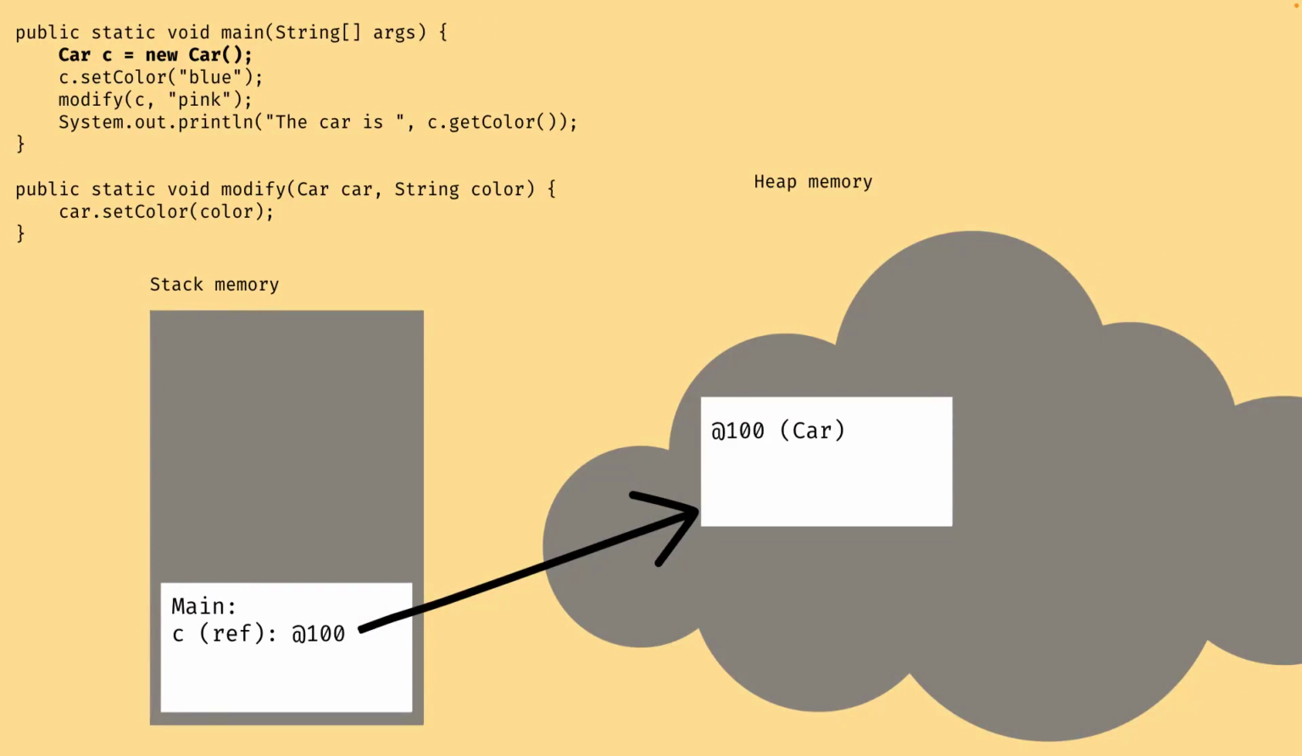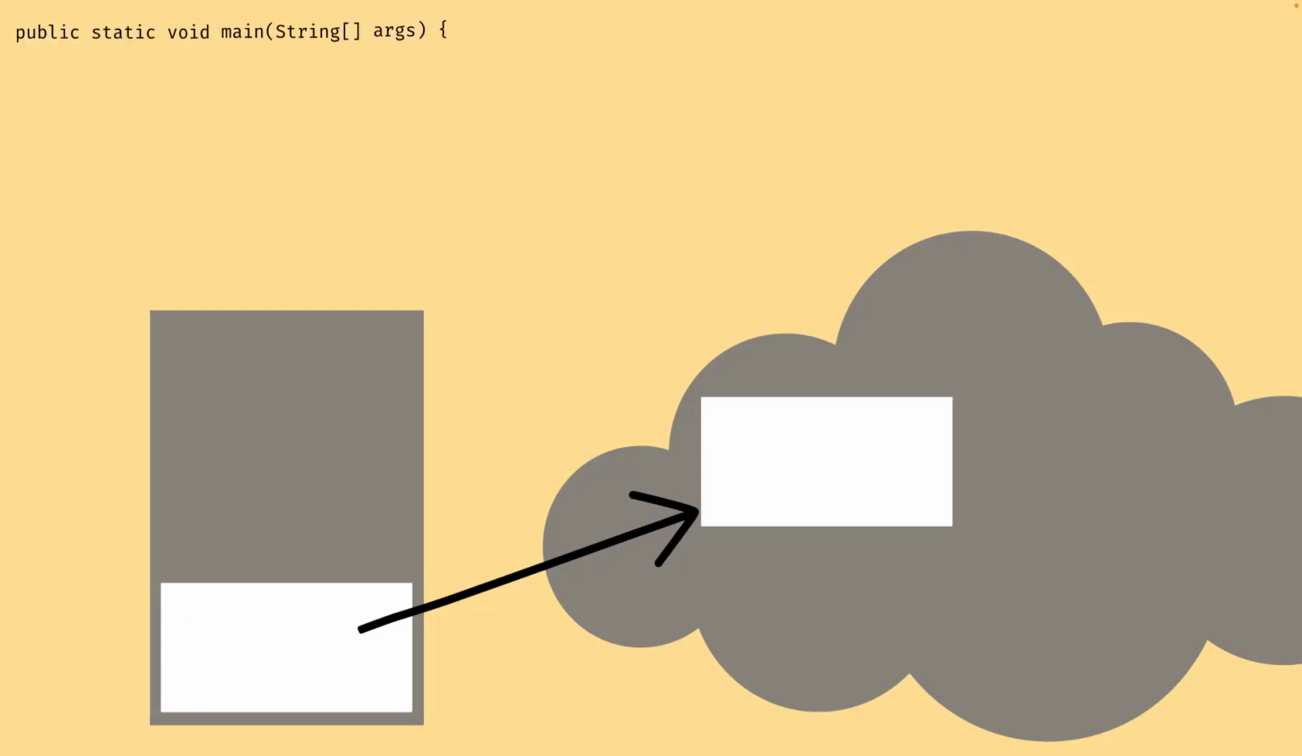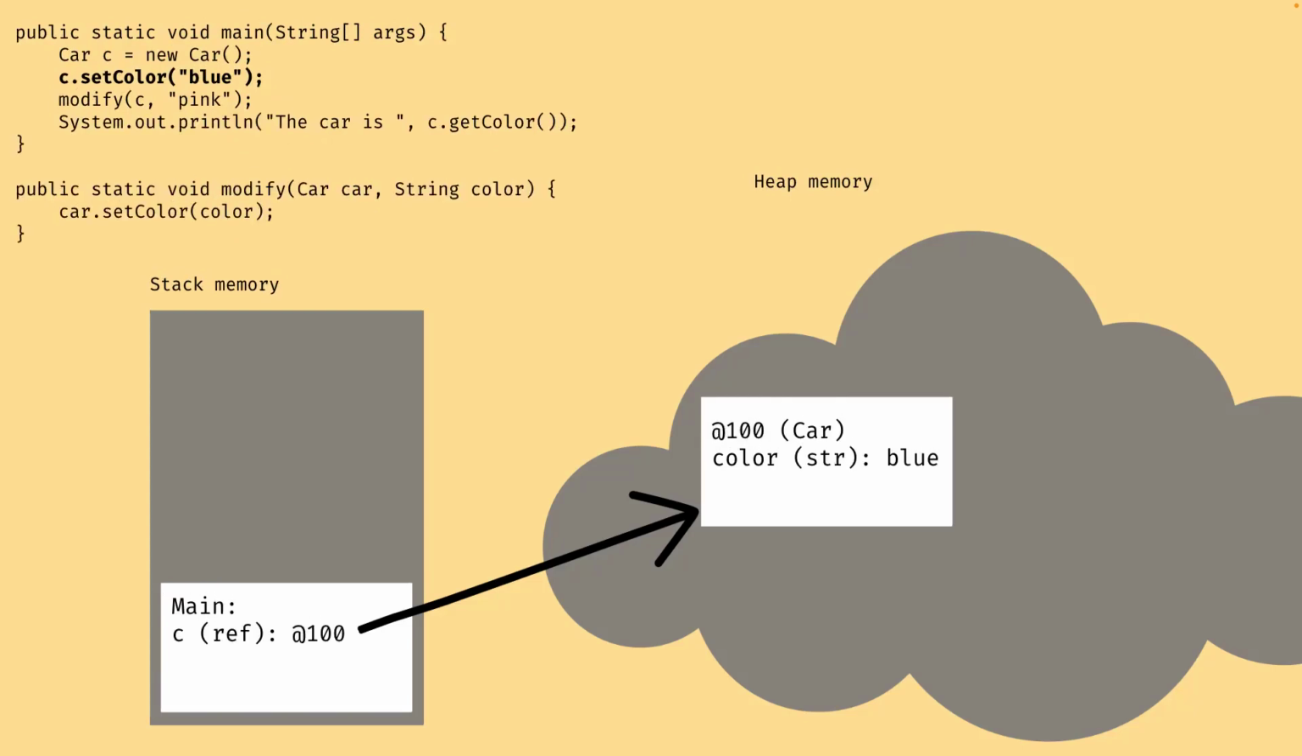Alright, so on line 1, we create a new instance of car. And this car is on the heap, so on the stack we're not storing the car object, instead we're pointing to where we can find this on the heap. We call this a reference. And right now I use @100 to symbolize this reference. On the next line, we set the color to blue. And you can see that the color on the car now has the value blue.